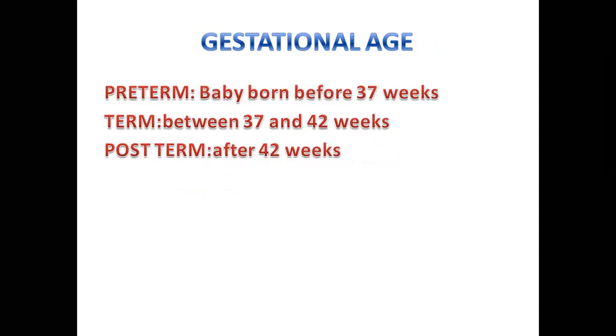So before going on to the examination in detail, we need to know certain terminologies, that is, definitions. The babies are classified according to gestational age into preterm, term, and postterm. That is, a baby born before 37 weeks is preterm, between 37 and 42 weeks is designated as term, and after 42, mostly 42 to 44 weeks, they are called post-term babies.